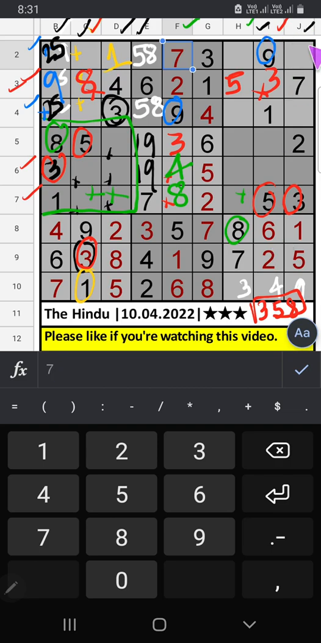Column I, then column J, we have 3, so 3 can't come in these cells, then 3 is confirmed here. Then only two numbers are remaining, 4 and 9. Column I, we have 9, so 9 can't come in the cell, 9 is confirmed here, then 4 is here.